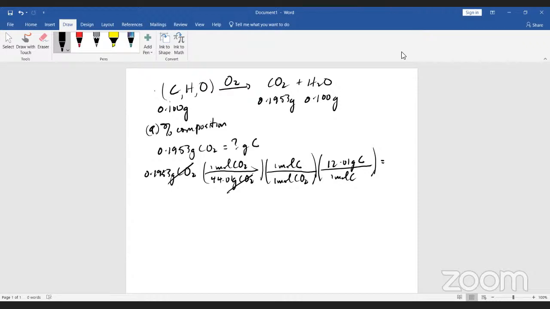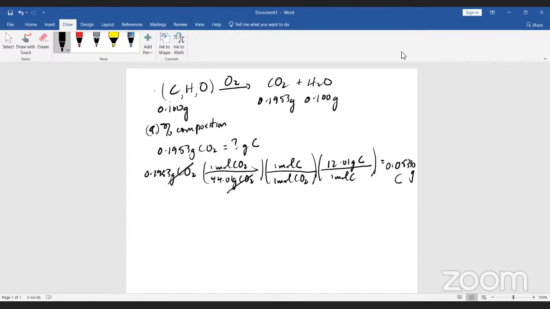So let's do the math and see what this gives. That would be 0.1953 divided by 44.01 times 12.01. And according to my calculations, this works out to be equal to 0.053 grams of carbon, all right? So that's basically how that is done. Then we have to do something similar with respect to the hydrogen.